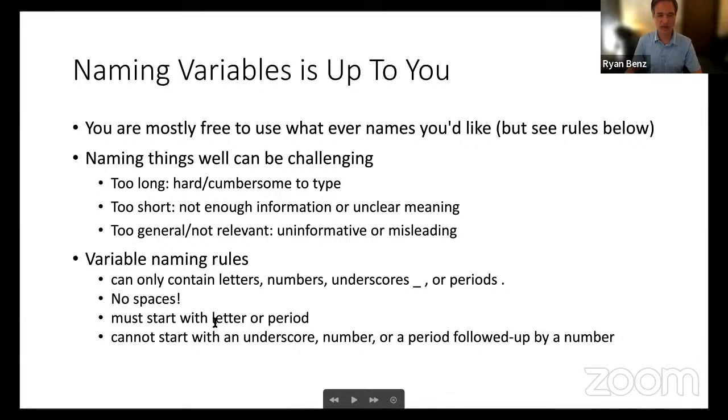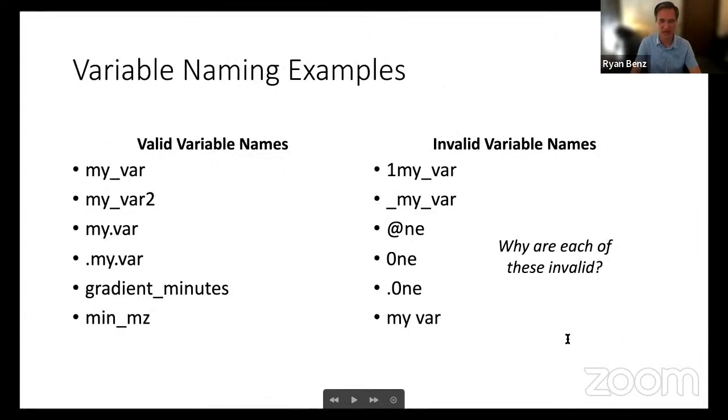Interestingly, your variable must either start with a letter or a period. So your variable can't start with a number, can't start with an underscore. It must start with either a letter or a period. I think it makes most sense probably to start with letters. And strangely, you cannot start with an underscore, a number, or a period followed by a number. That's probably confusing. I have some examples here to make this a little more concrete.